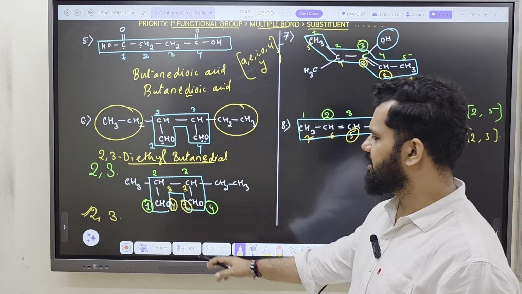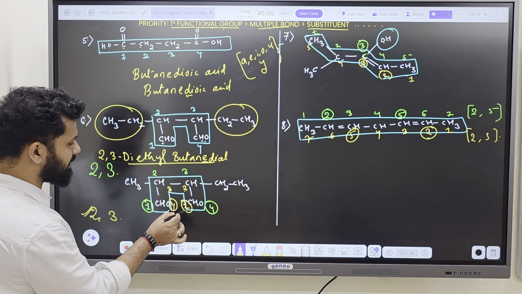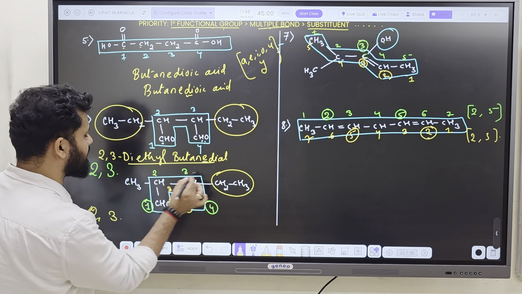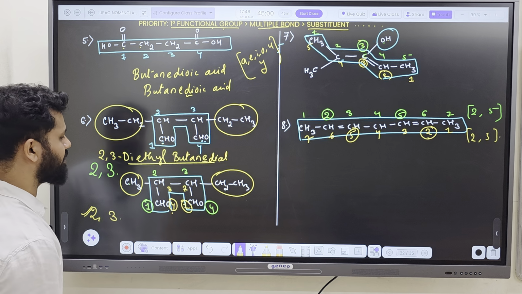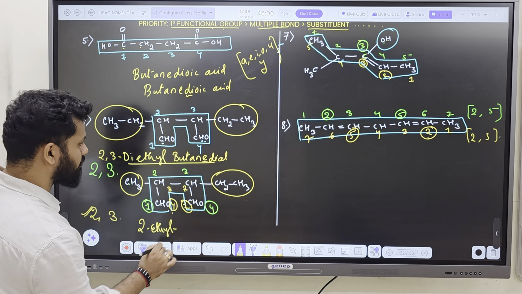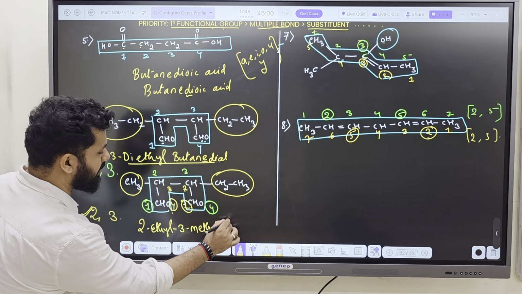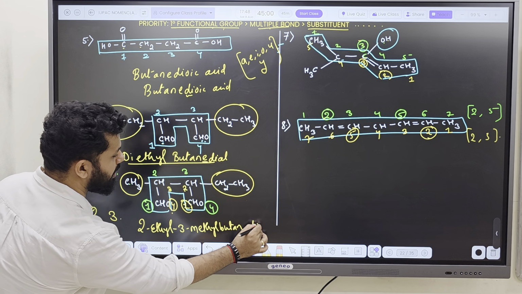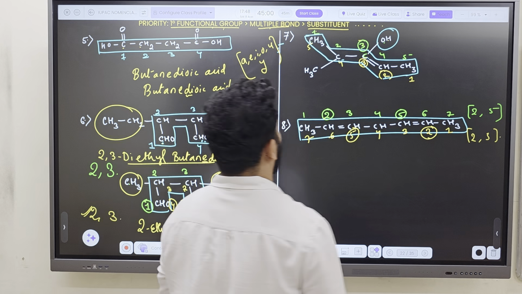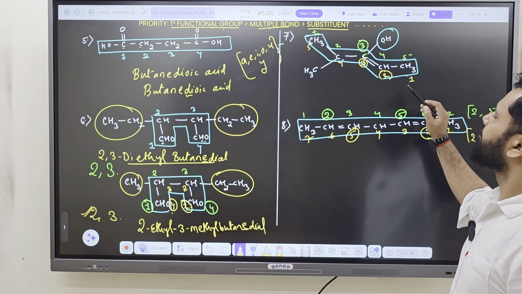Similarly, we may name this one. So the yellow way of numbering is correct: 1, 2, 3, 4. Why, sir? Because I have to assign the minimum number to ethyl over methyl, alphabetical order. So the name would become 2-ethyl-3-methylbutane. Should I write E? Diol. Yes, because the next alphabet is not one of the vowels or Y.